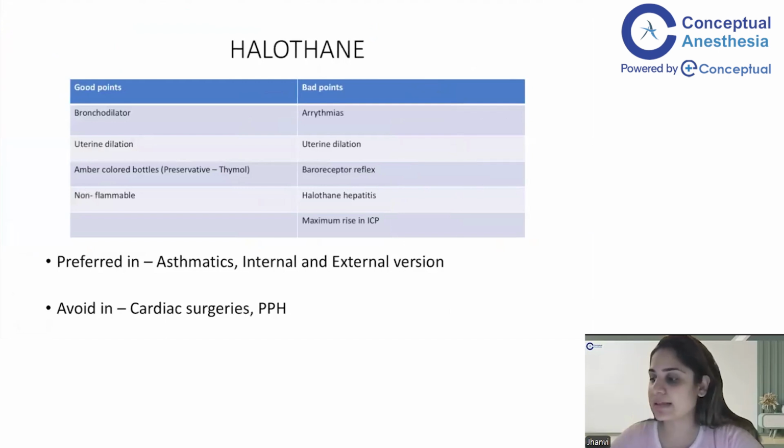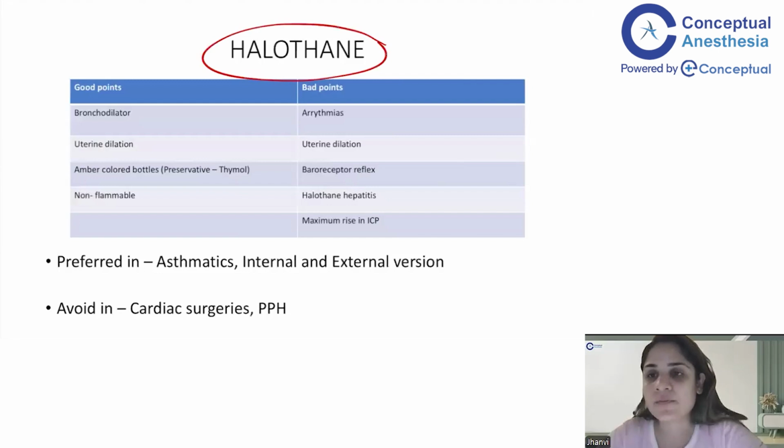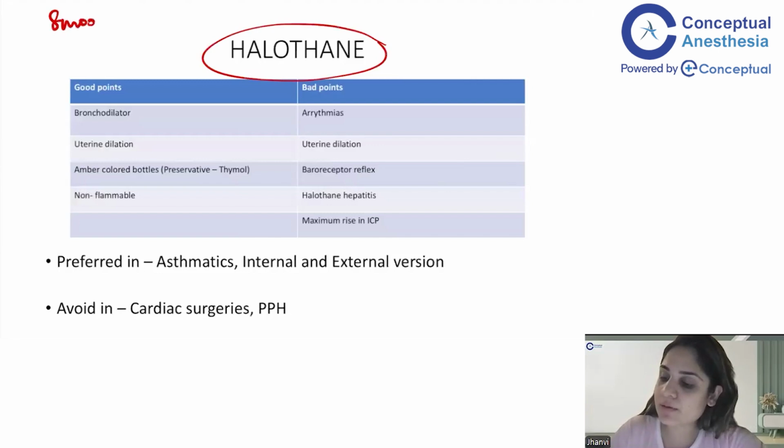The next thing that we need to know is all the details about each individual anesthetic agent. First, let's discuss halothane. Halothane is a very important agent that was used for a long period of time. Now it has gone a little bit out of vogue, but at one point it was one of the most common inhaled anesthetic agents that we were using. One very important quality about halothane is that it is a smooth muscle relaxant.